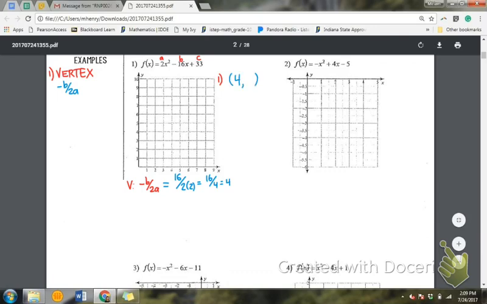I found that h value. What else is related to the vertex, though? What did I say are related, those two things? Axis of symmetry? The axis of symmetry is also related to the vertex. So when you find the first coordinate of the vertex, you've actually already found the axis of symmetry. Remember we said the axis of symmetry is a line. So it's always x equals 4. It's an equation.